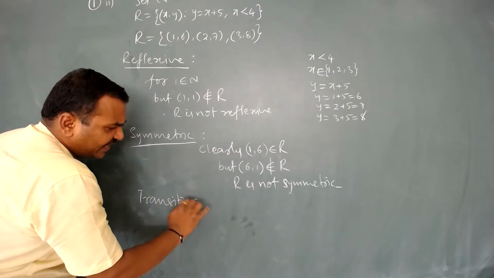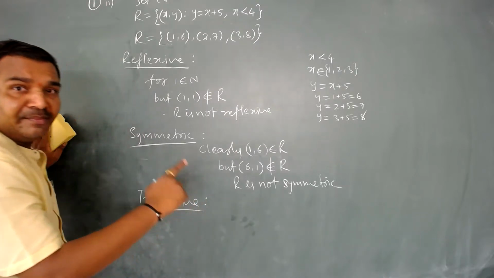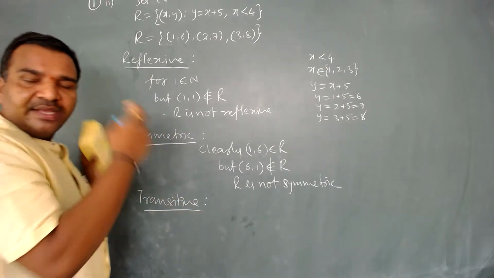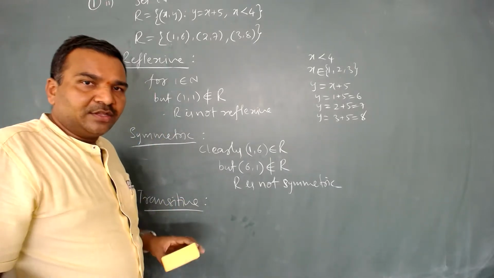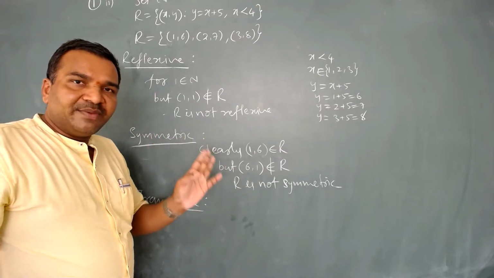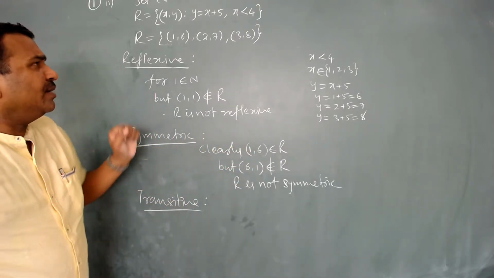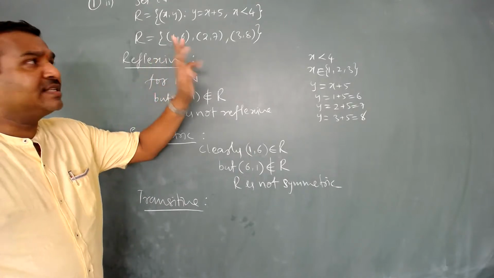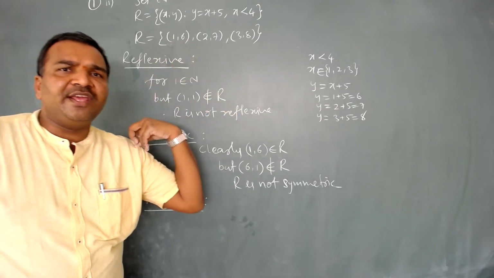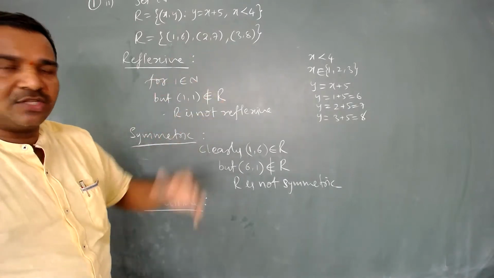What is the definition of transitive? If (a,b) and (b,c) belong to R, then (a,c) belongs to R. Check it now: (a,b) is (1,6). Next is (b,c). Is it possible to have any other (b,c)? No, it is not possible.